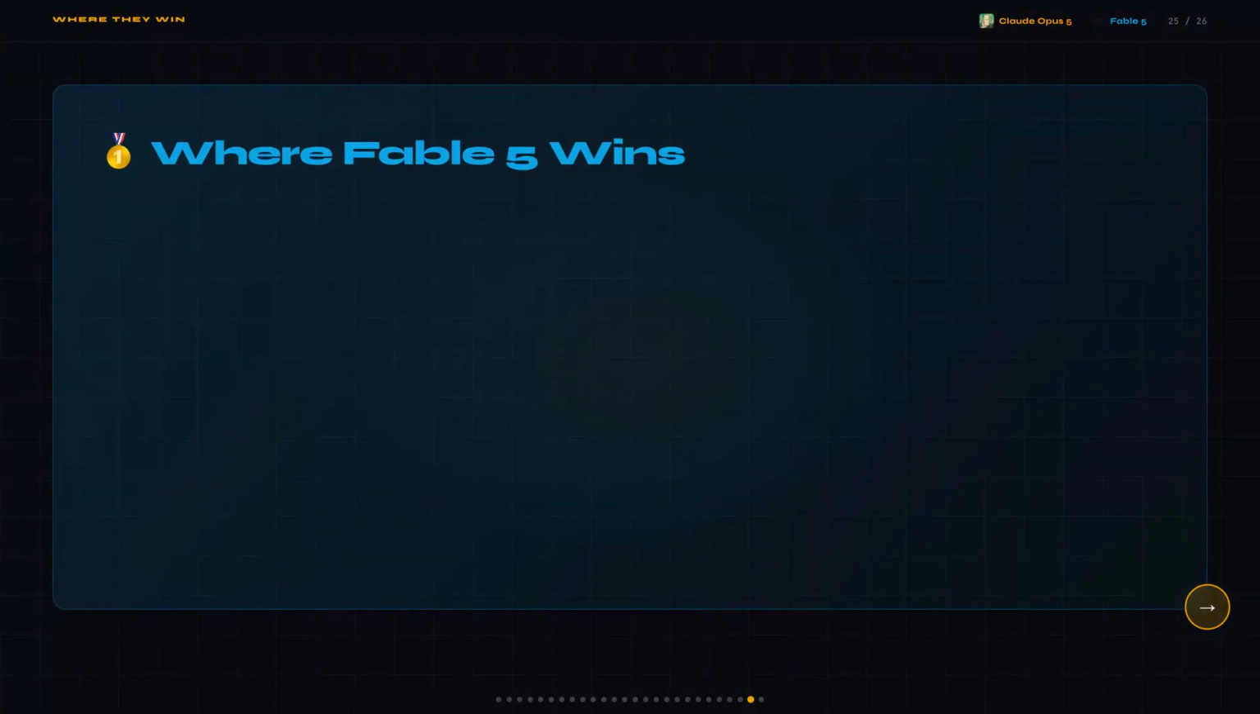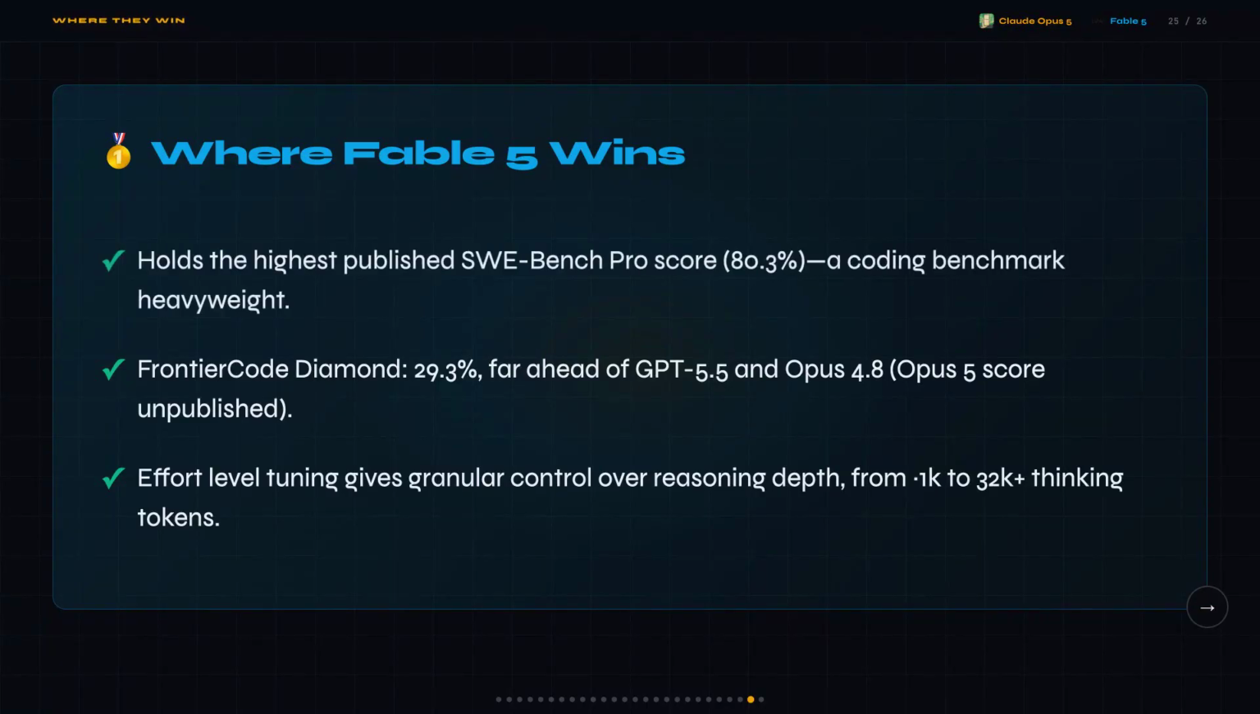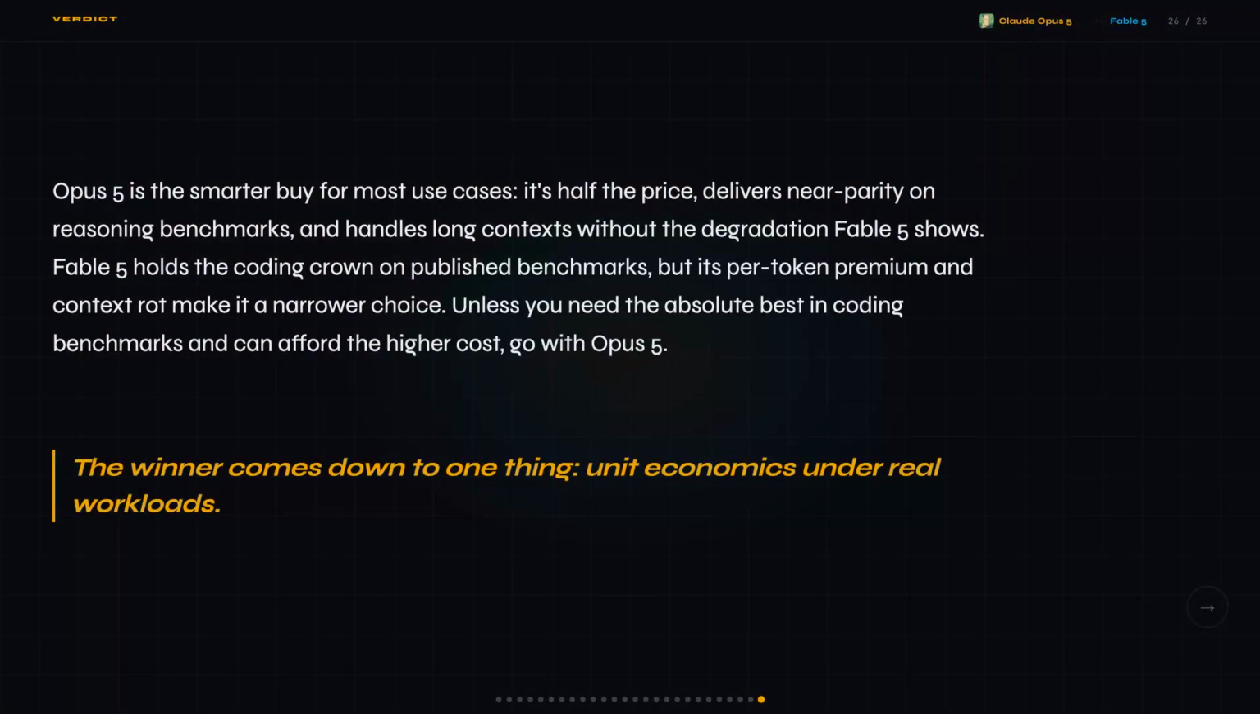Fable 5 holds the coding crown right now, SWE-Bench Pro at 80.3% and Frontier Code Diamond at 29.3%, both ahead of anything Opus 5 has published. And the effort level tuning is genuinely useful if you want granular control from about 1,000 all the way to 32,000 plus thinking tokens. I was expecting this to be closer, but Opus 5 is the cleaner pick for most workflows.